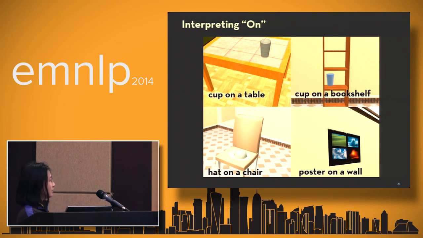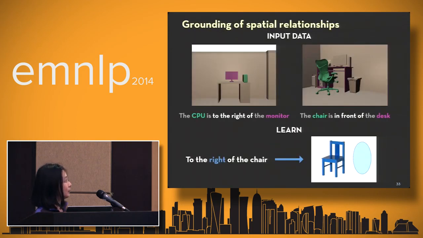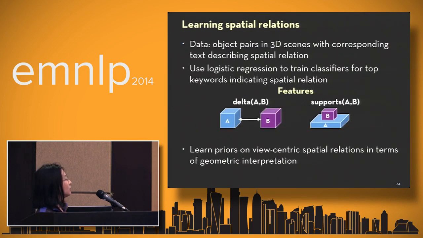And we will learn how to do this by having a data set where we have 3D scenes and we've marked two objects, one in green and one in purple, and we ask the Turkers to indicate the relationship between the two objects. And using this data set, we're able to learn a geometric interpretation of the relationship.